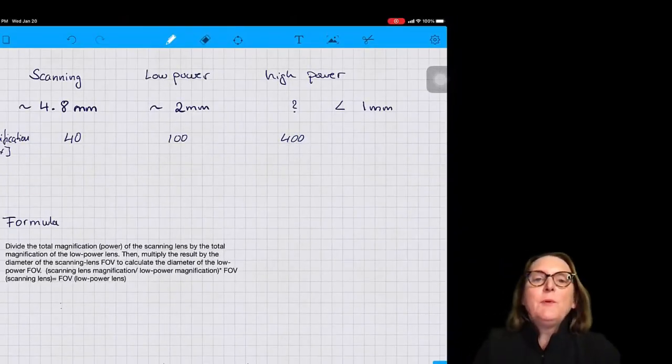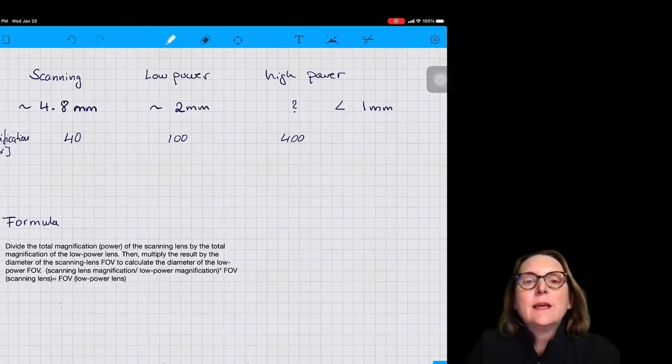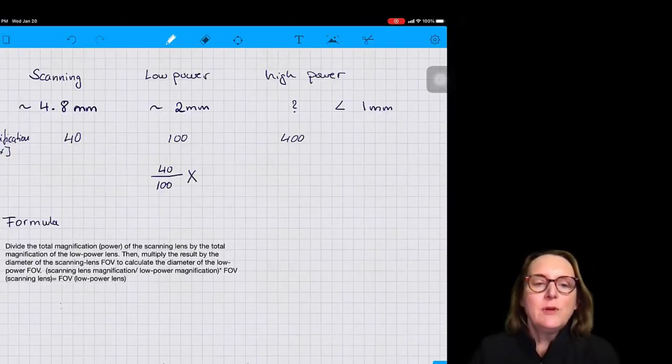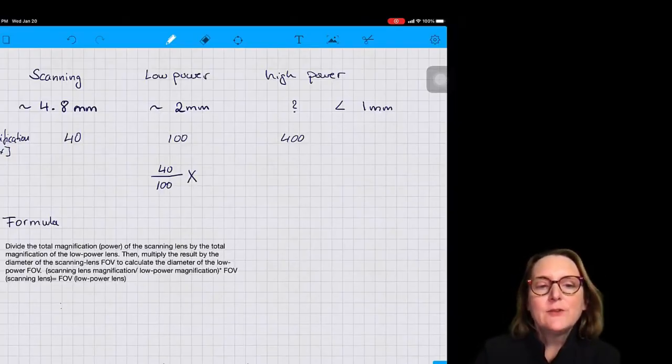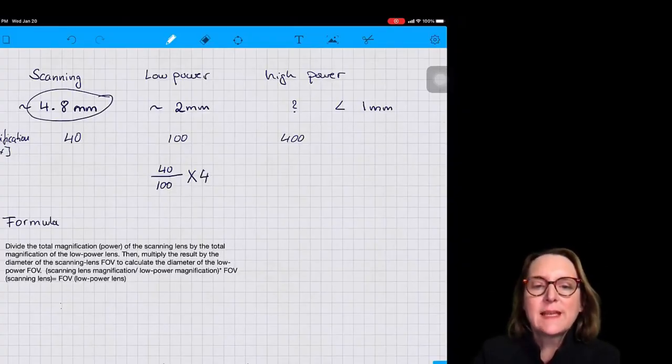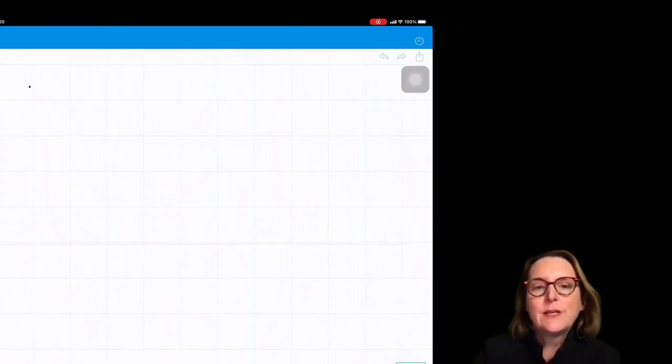If we want to calculate the field of view of the low power lens, we use what we measured with the scanning lens. The formula is that we divide the total magnification of the scanning lens by the total magnification of the low power lens. Then we multiply the result by the diameter of the scanning lens field of view. So that is 40 divided by 100 times 4.8.